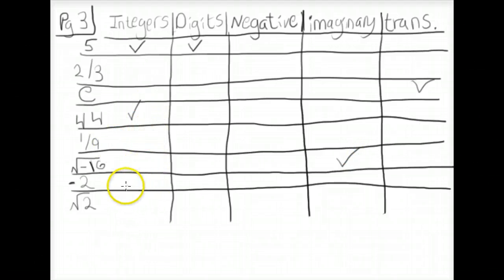-2 is an integer. It is a negative whole number. It is not a digit because it is not from 0 through 9. It is a negative number. It is a real number, so it's not an imaginary number, and it's not a transcendental number.